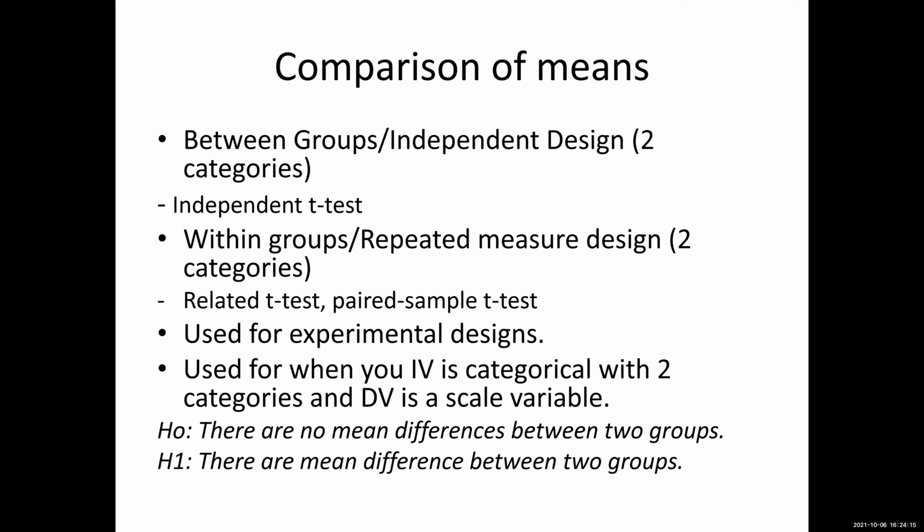For example, going back to my earlier example of male and female, I was interested in knowing whether there are any significant differences in heights of male and female. Height is a scalar variable, which is my dependent variable, and my independent variable here is gender, which has two categories, male and female. If my independent variable is a categorical variable with two categories, or you can say a nominal variable, and my dependent variable is a scale variable, then I would use a t-test.